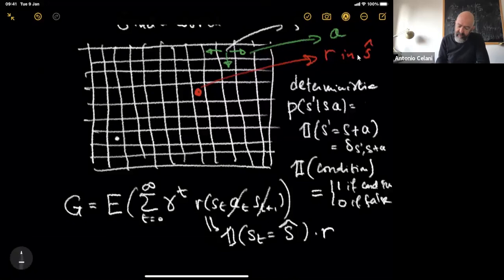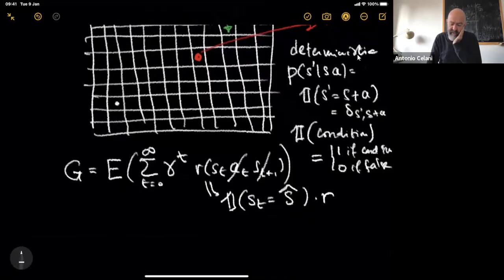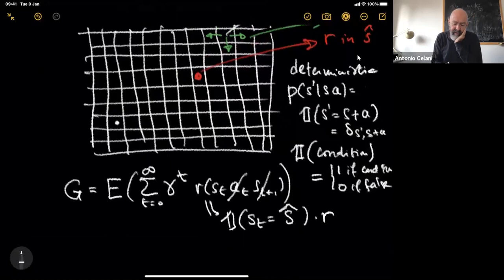Times R. Okay, so this reward object is itself a vector. It's a matrix over the space of states, and takes value R if I am sitting on the target, and takes value 0 elsewhere. But then you easily realize: what is my value of G? Well, it's just given by the time I need to get to the target.